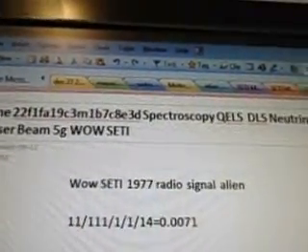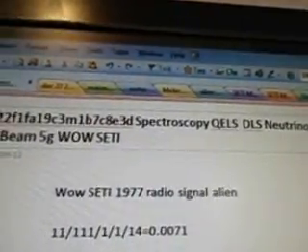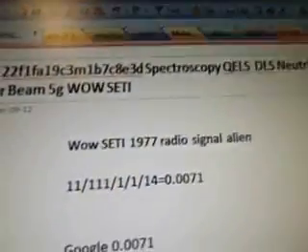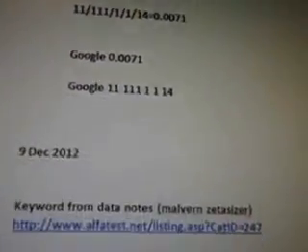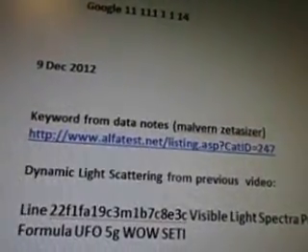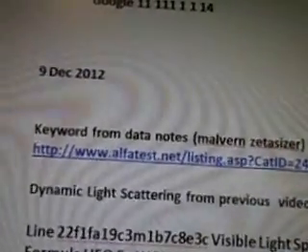Spectroscopy, QELS, DLS, Neutrino laser beam 5G Wow Seti. So there's an alien radio signal, and this is a laser beam UFO engine idea, and it's a keyword research is what's covered in this video.